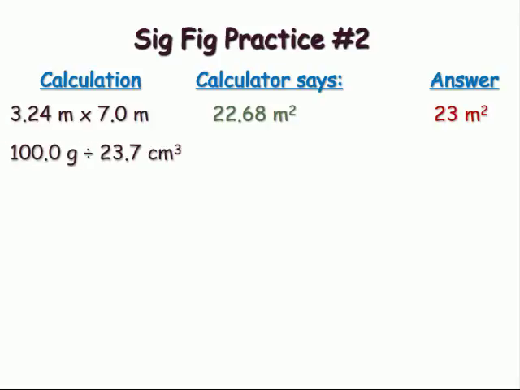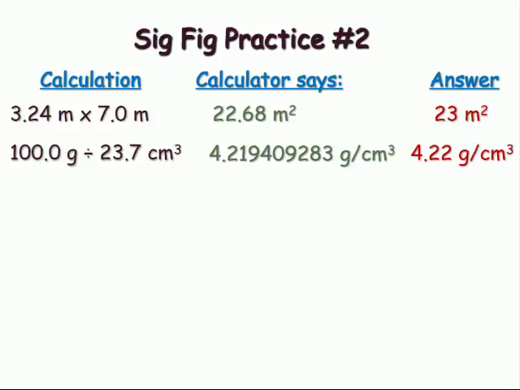I have 100.0 grams divided by 23.7 centimeters cubed. The calculator is going to tell me a big old long thing, grams per cubic centimeter, but I only have 3 significant figures in my answer, so I just report 4.22 grams per cubic centimeter.